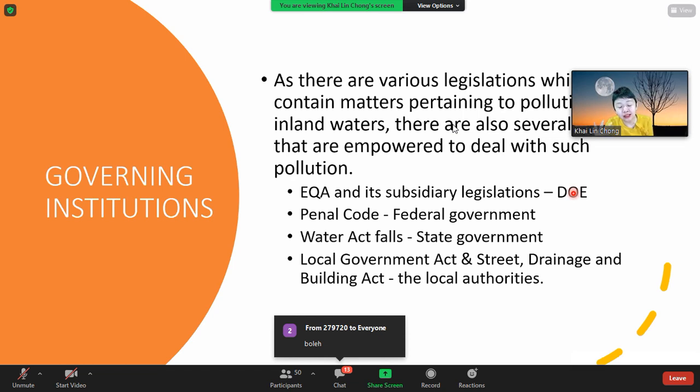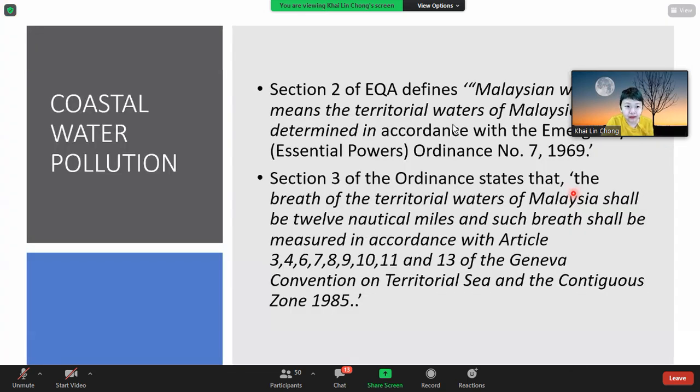Subjek ni, masa saya belajar undang-undang pun saya adalah subjek yang saya paling tak suka sebenarnya. Sebab banyak sangat kena ingat. So when I'm teaching, I will try to make it simplified just to let you understand the concept. Okay. So tadi inland water, air yang kita boleh guna, yang kita minum. And then now we look into air kita ada satu lagi, air laut.